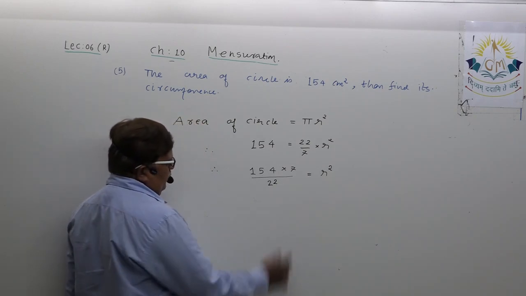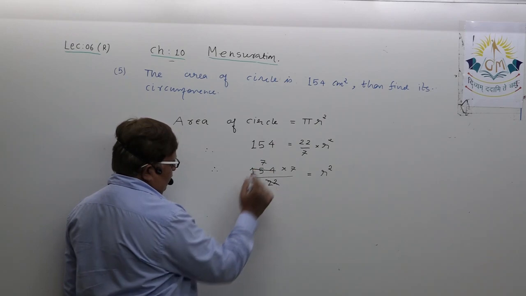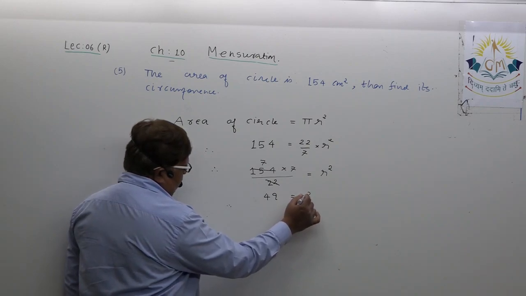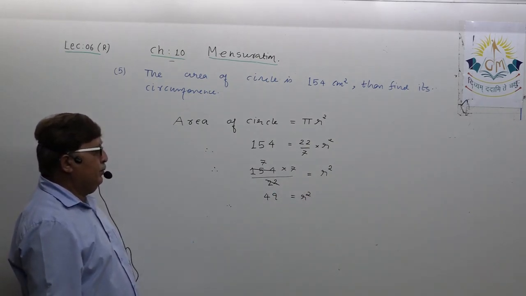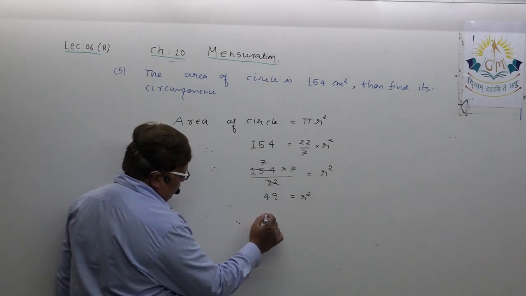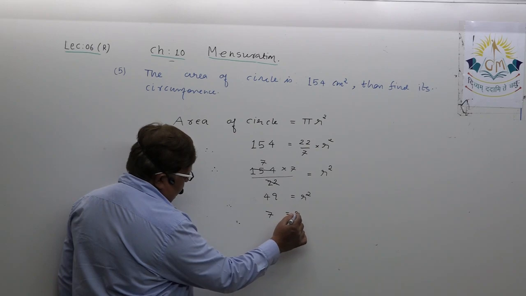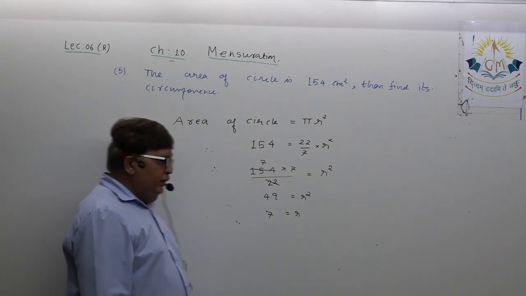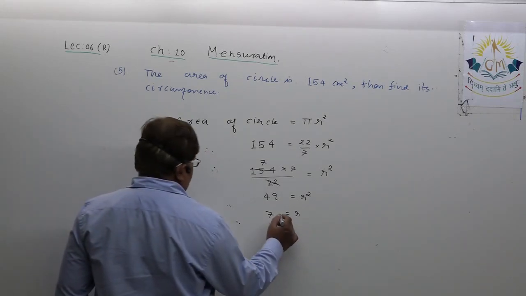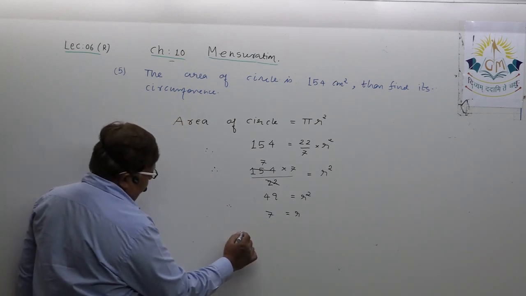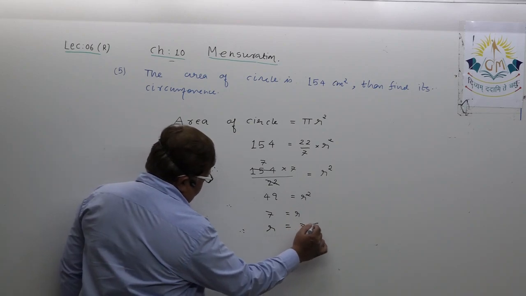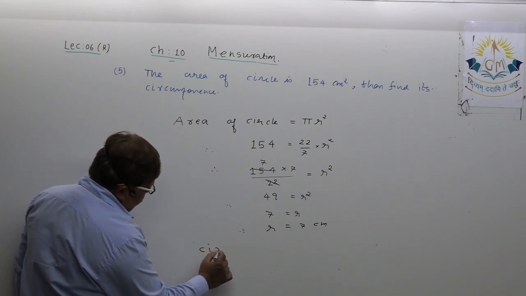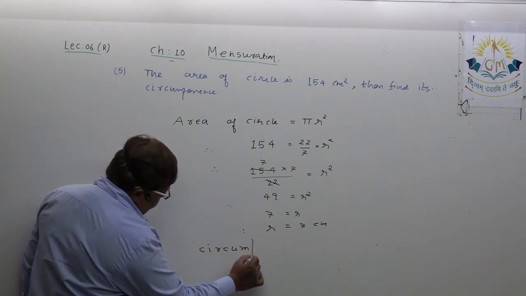Okay. 22 sevens are 154. 7 sevens are 49, equals r square. Just take the square root. 7 equals r. So dear student, you got the value of radius r, that is 7 centimeter. Okay, if you just mention r equals 7 centimeter, then dear student, you can easily find the circumference.